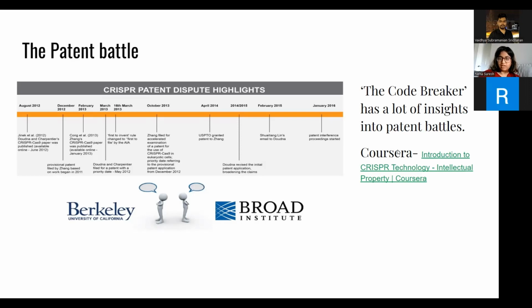In January 2016, the patent interference proceeding started, and in the same year Doudna and Charpentier won the Nobel Prize in chemistry for CRISPR itself. Recently it came out that Zhang won the patent for CRISPR, and he also has a bunch of base excision therapies that are patented under his name. The Broad Institute now gets almost half the royalties from the use of CRISPR anywhere. The Innovative Genomics Institute, which is the Berkeley institute where CRISPR was found, is still pursuing the patent.